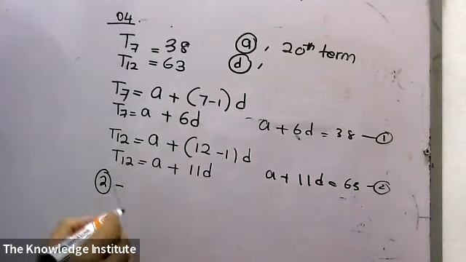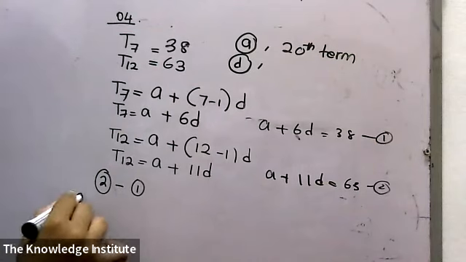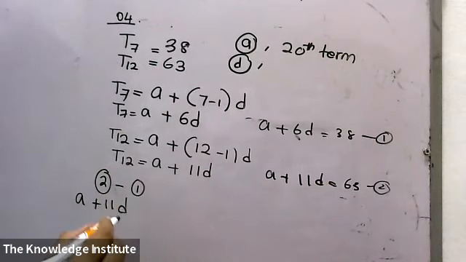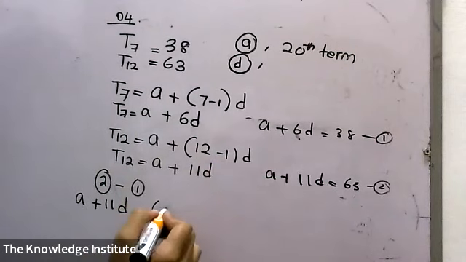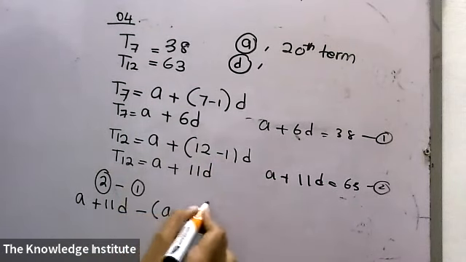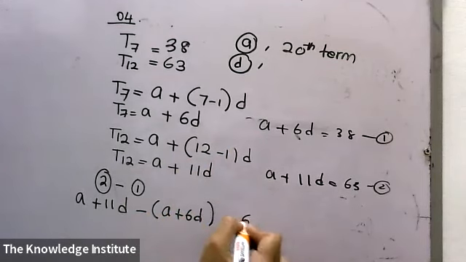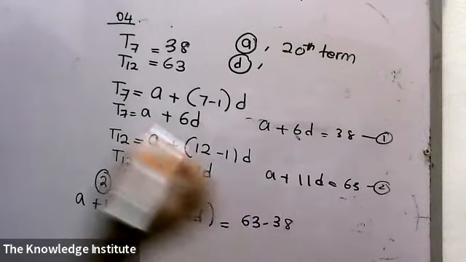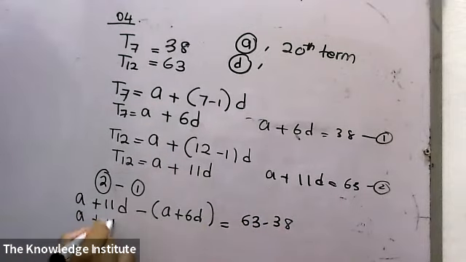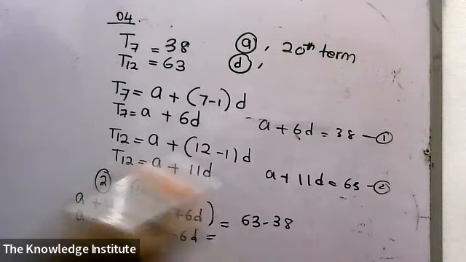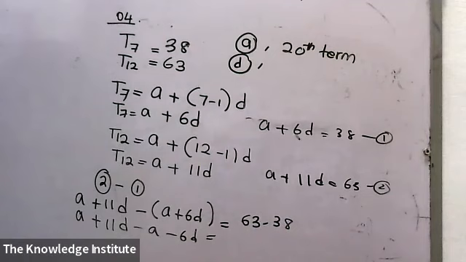63. So from the second equation, I am going to subtract the first equation. What is the second equation? A plus 11D, minus, you have in your first equation A plus 6D, then you have an equal mark. First, let's remove the bracket. Minus into plus will become minus 6D, which is equal to 63 minus 38. What is your answer? 25.